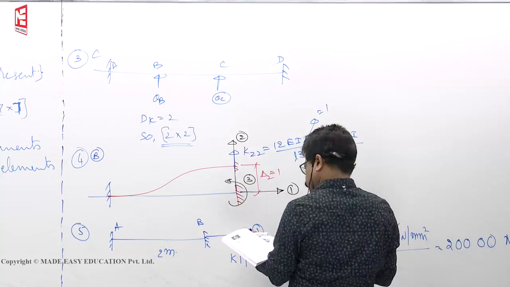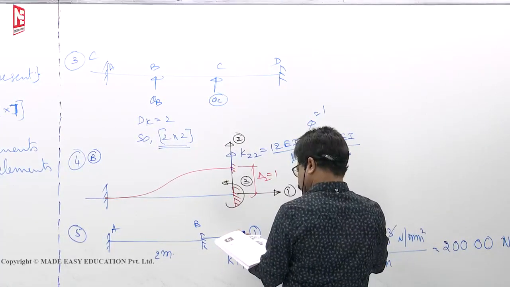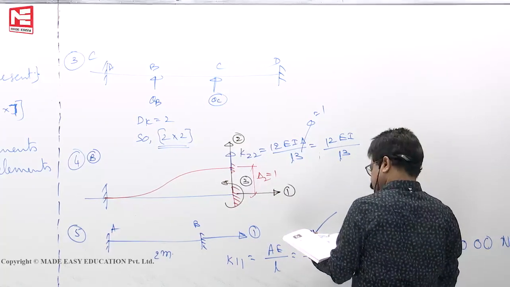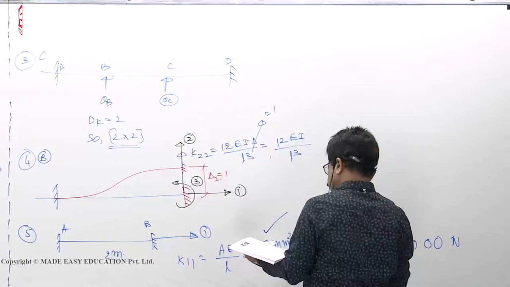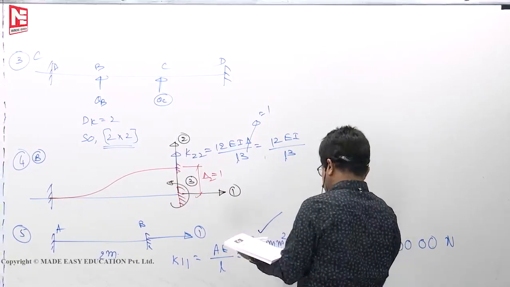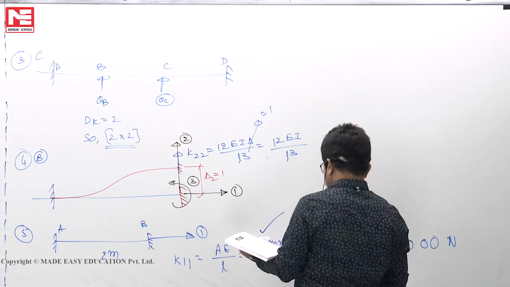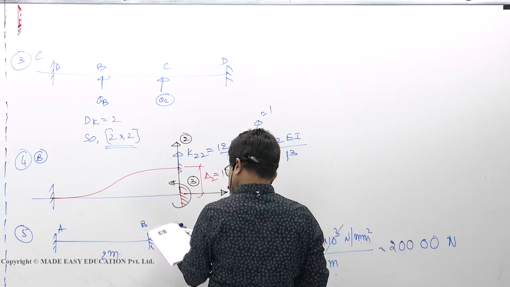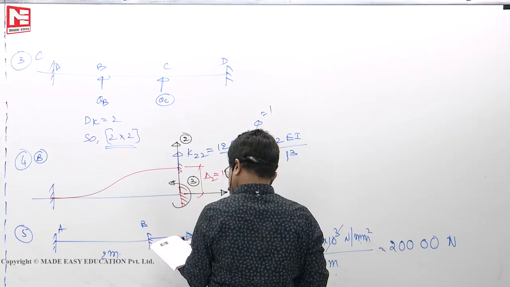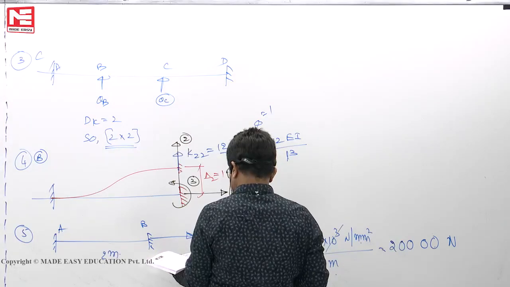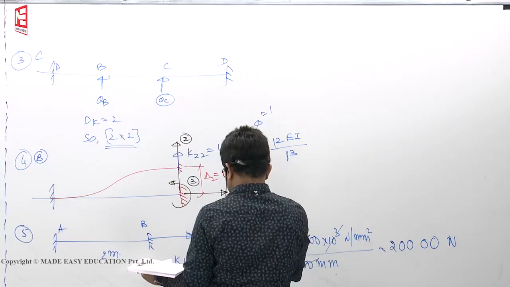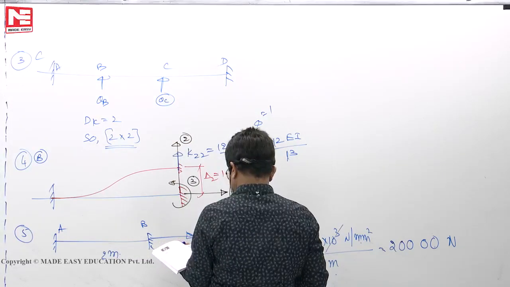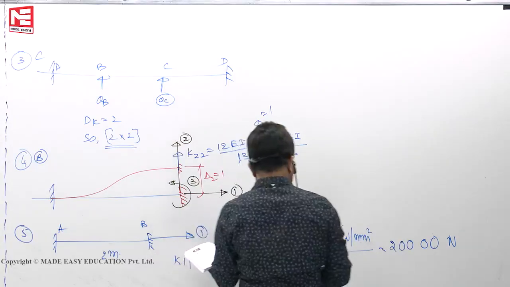Axial rigidity, cross sectional area 200 mm square, 200 GPa means 200 into 10 cube Newton per mm square. Then K11 is AE by L. What is the length of the member? Length is 2 meters means 2000 mm. Newton per mm square times mm square per mm. Yes, AE by L means Newton per mm.